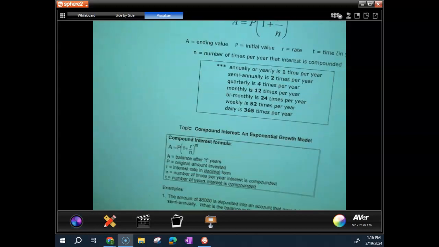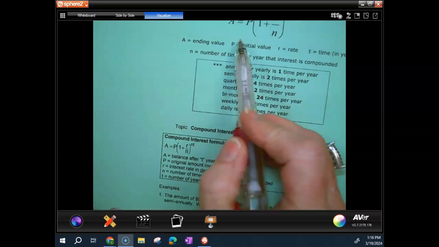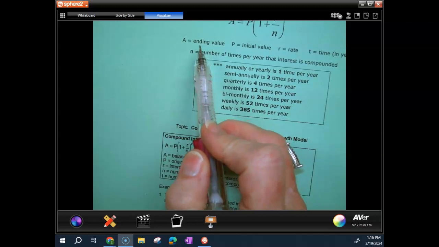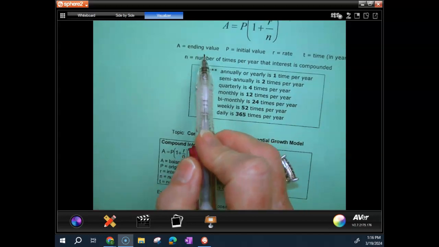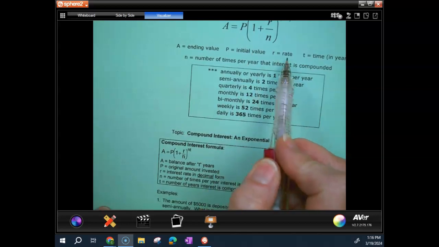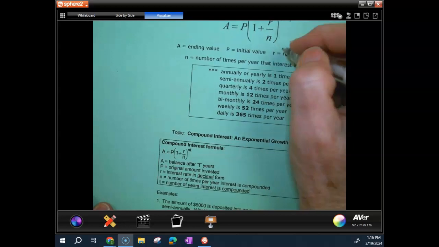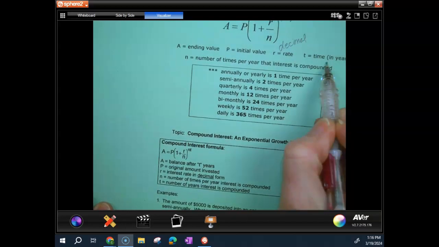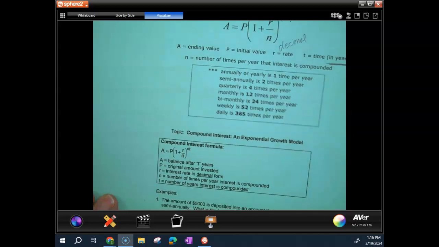Okay, so we're going to talk about the compound interest formula. And here's our formula right here. The A stands for how much money I want to end up with. This is my ending money. And the P stands for how much I put in to start. The R is the rate, and y'all, this is always a decimal, right? It's got to be in a decimal. The time is the time in years, friends. It's in years.